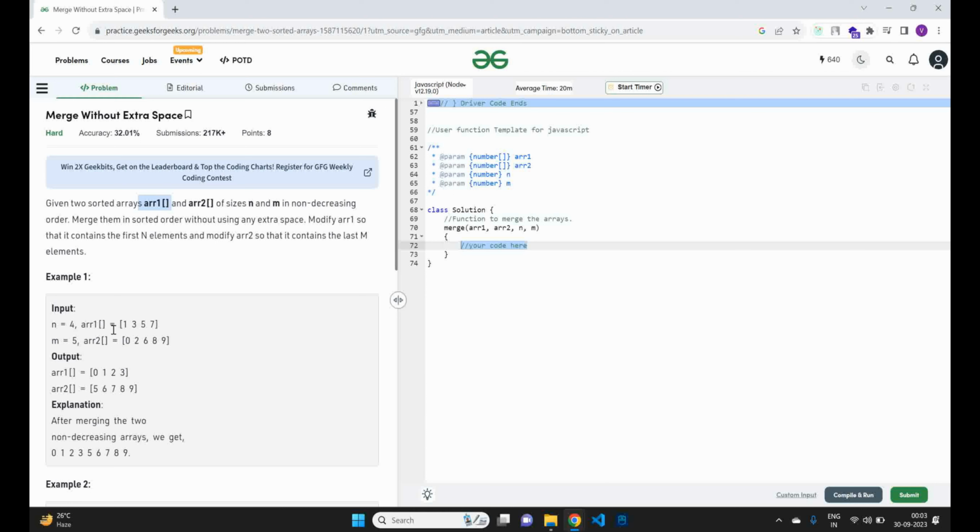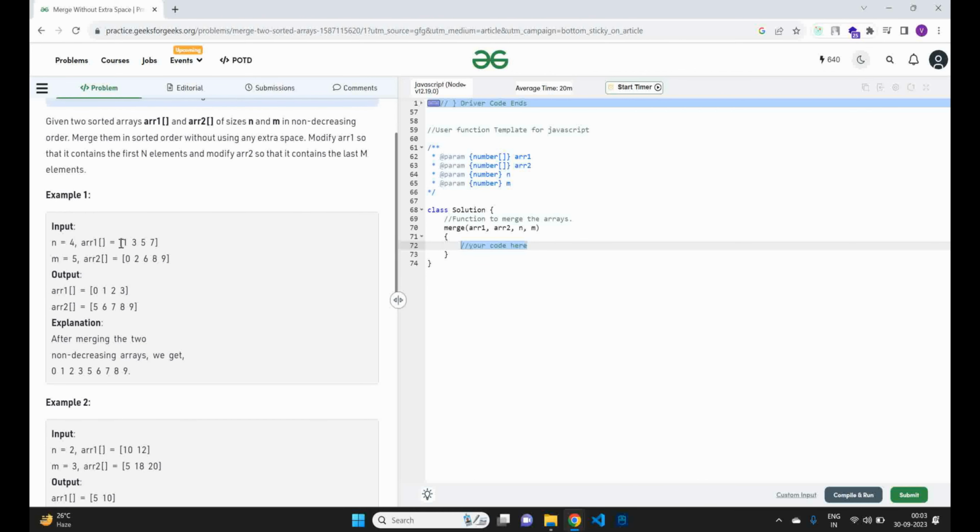For example, we are given array 1: 1 3 5 7, which is sorted, and another array: 0 2 6 8 9. So what we have to do is merge them. The resultant should look like this: 0, 1, 2, 3, and then 5, 6, 7, 8, 9.